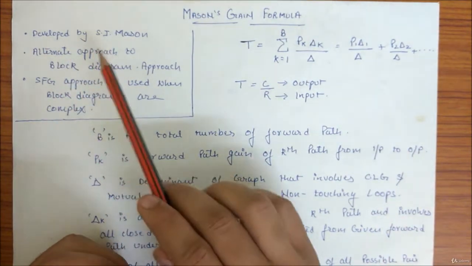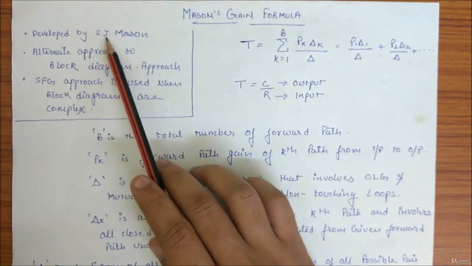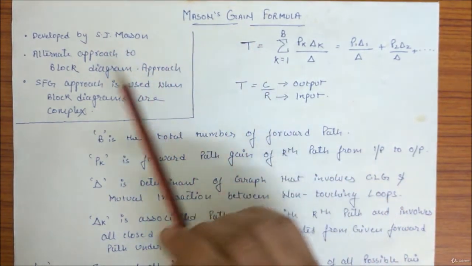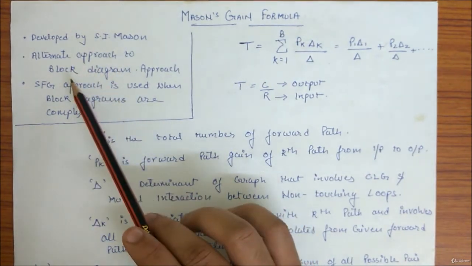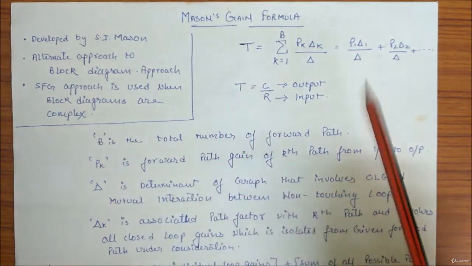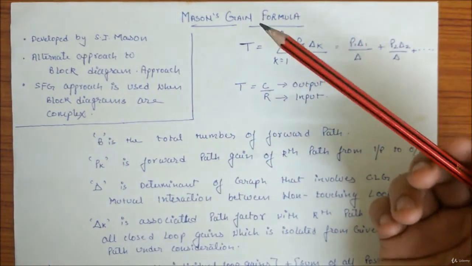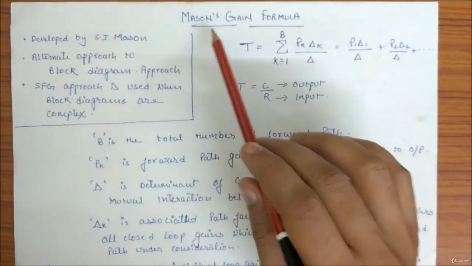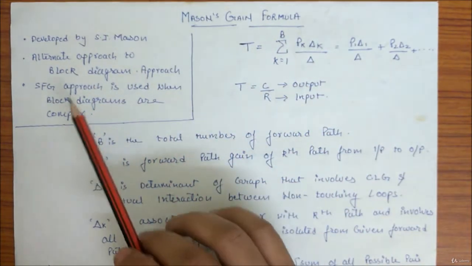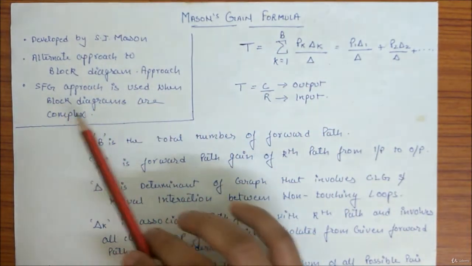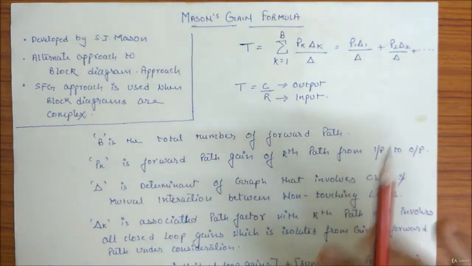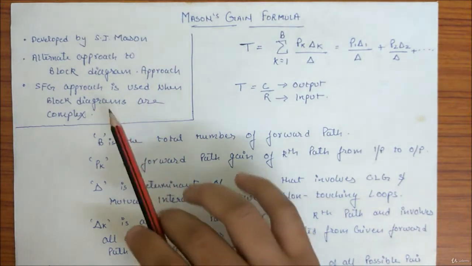This was developed by a scientist called S.J. Mason. That's why it is Mason's gain formula. It is an alternate approach to the block diagram approach; this can also be done by the block diagram approach. The SFG approach is used when block diagrams are complex. I'll tell you later how this point is useful.